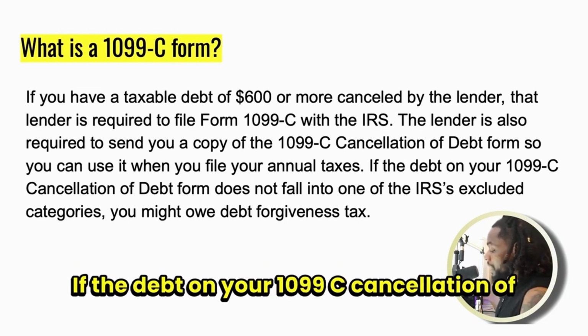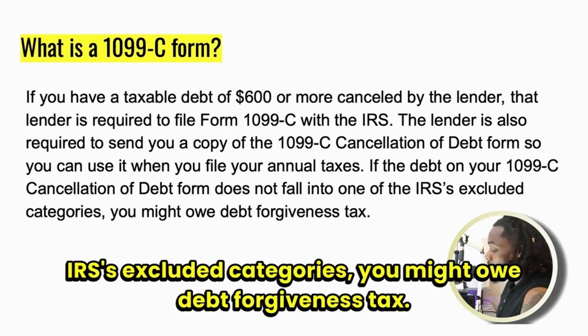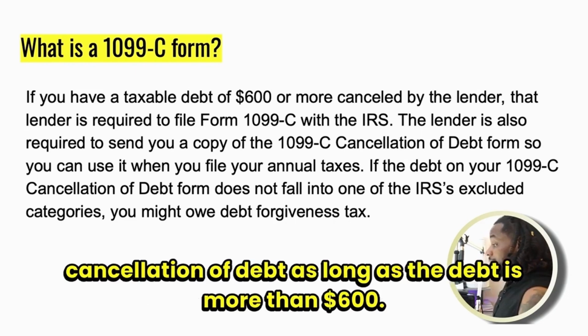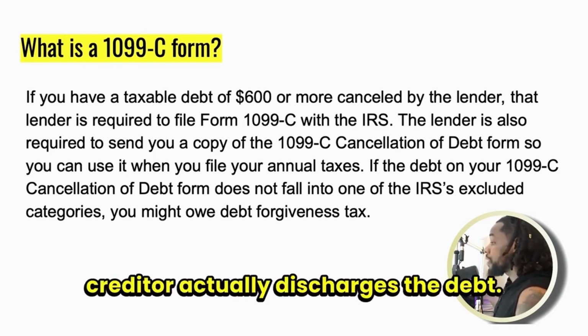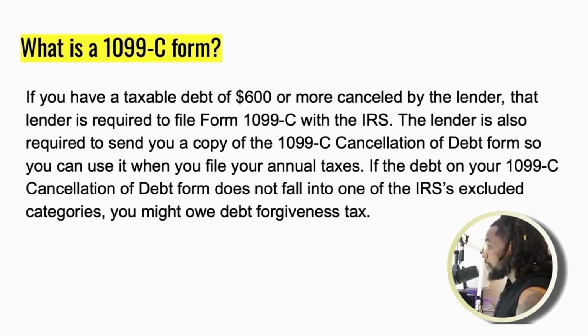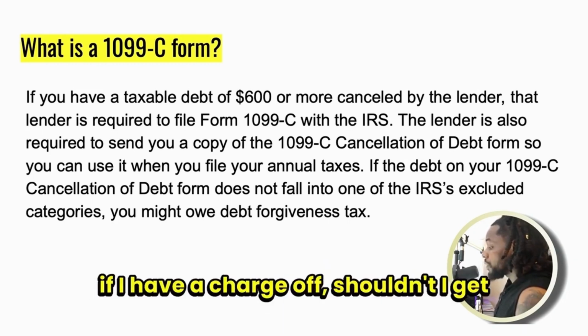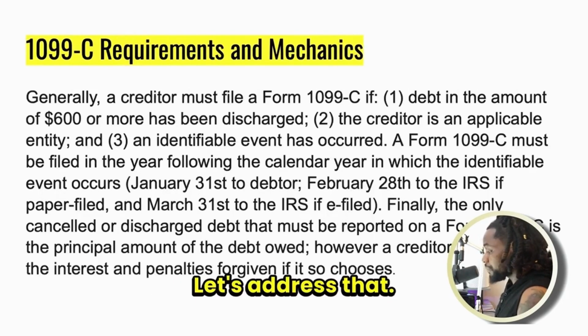If the debt on your 1099-C cancellation of debt form does not fall into one of the IRS's excluded categories, you might owe debt forgiveness tax. All right. To put it simply, a 1099-C form is a cancellation of debt as long as the debt is more than $600. Usually you get this when a creditor actually discharges the debt. And probably some people are wondering, like, okay, well, if I have a charge off, shouldn't I get a 1099-C form in the mail? Let's address that.